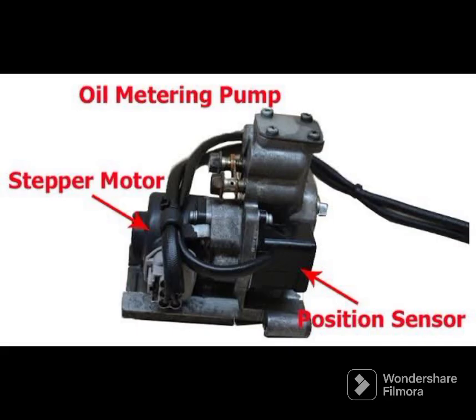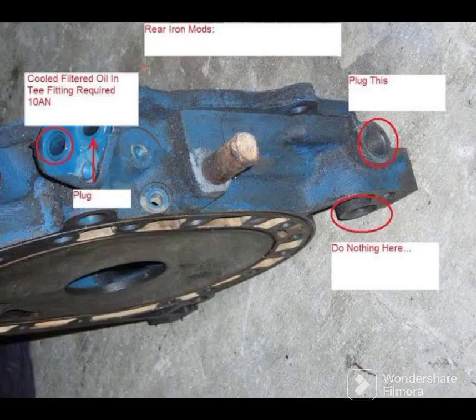Number 7. Oil metering pump. A mechanism that adds lubricating oil to the combustion chamber. Number 8. Seals. The seals are responsible for preventing fuel and air from leaking out of the combustion chamber and oil from leaking into the combustion chamber.